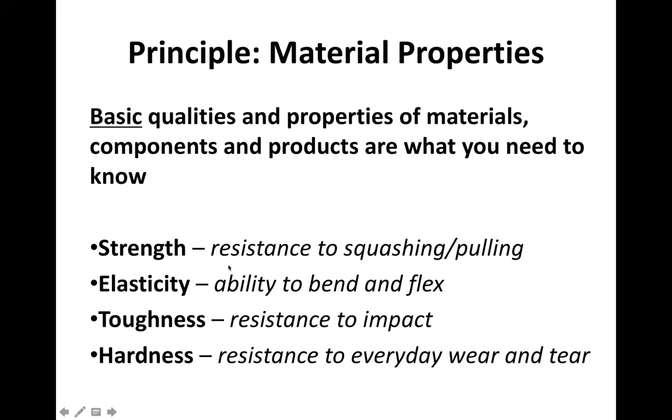Another principle you need to be aware of is material properties, but these are just the basic qualities and properties of materials. You need to know these four, which are strength, elasticity, toughness, and hardness. Strength, the official description of it, is the resistance to a squashing or a pulling force. Elasticity is a material's ability to bend and flex. Toughness is the resistance to a sharp sudden impact. Hardness is the resistance to everyday wear and tear. Okay, so strength, elasticity, toughness, and hardness.